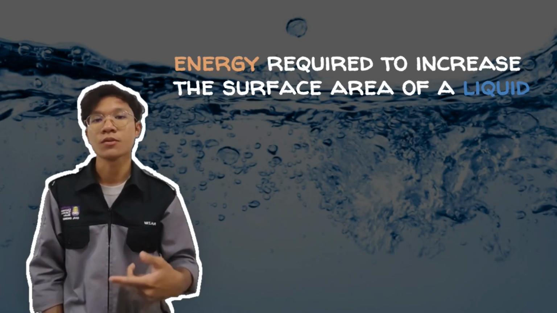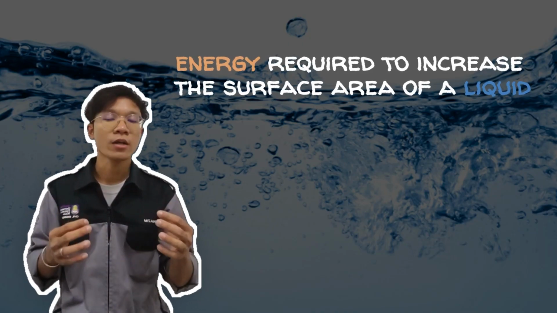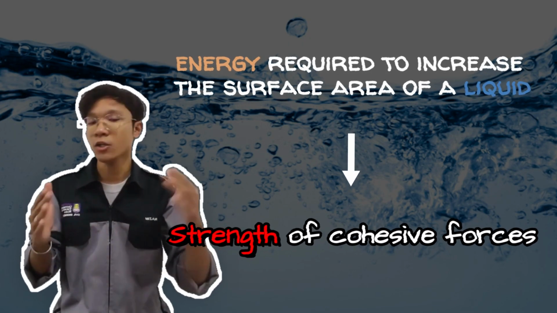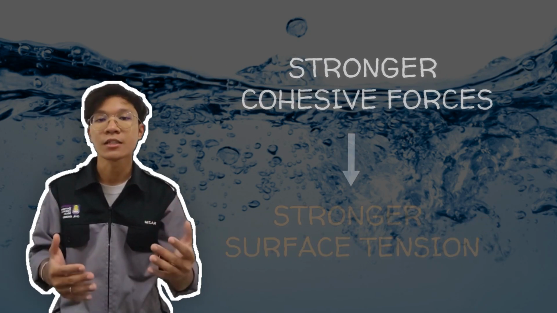So today our group is going to be talking about surface tension. Surface tension is defined as the energy required to increase the surface area of a liquid. This will depend on the strength of the cohesive forces in the liquid. The stronger the cohesive forces, the stronger the surface tension.